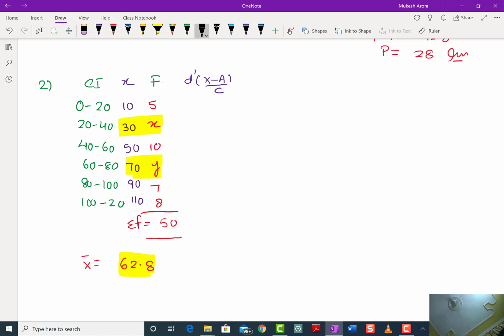So to avoid more calculation, we always prefer to take a value which is less than the mean. So less than the mean is 30. That means the assumed mean is 30. The difference between these is 20, so C is 20. The first value will be 10 minus 30, so d' values are minus 2, minus 1, 0, plus 1, plus 2, plus 3, plus 4. Sigma f d' is minus 5, 0, 10, 2y, 21, 32.